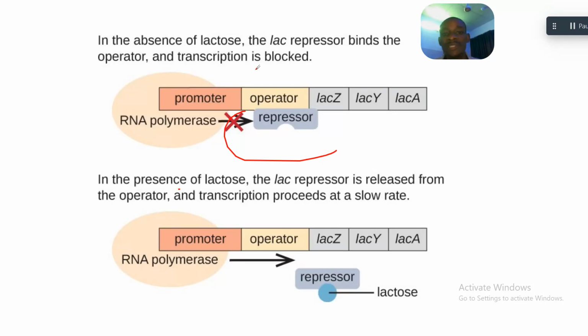Next, in the absence of lactose, the operon repressor binds the operator and transcription is blocked. In the presence of lactose, the operon, which can be called the lac operon, has the repressor released from the operator and transcription proceeds at a slow rate. So this is just what we are talking about, the segments of the promoter: the promoter can be either repressor or activator.